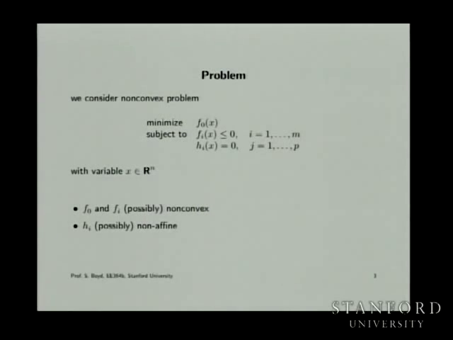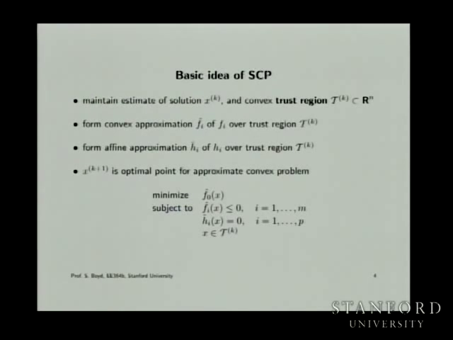So we're going to consider a non-convex standard optimization problem. You can have equality constraints that are not affine, and you can have inequality constraints, and so on. The basic idea of sequential convex programming is extremely simple. It goes like this. At each point, you're going to maintain an estimate of the solution, which we're going to call x^k. The superscript k denotes the iteration counter. And what's going to happen is you're going to maintain something called a trust region.